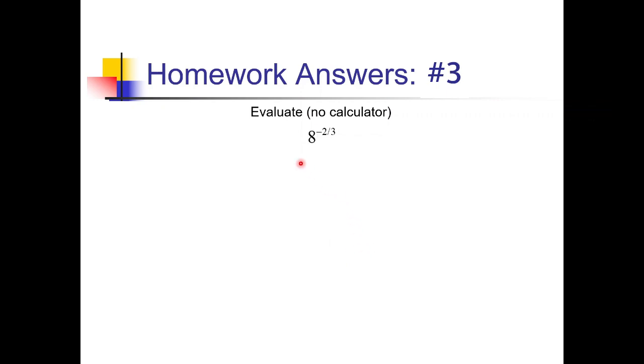On this problem, we're trying to do 8 to the negative 2/3 with no calculator. Since I have a negative exponent, I'm going to start by rewriting this with a positive exponent. This is just the reciprocal, so 1 over 8 to the positive 2/3. And now I'm going to rewrite this in radical form. This is going to be 1 over the cube root of 8 raised to the second power. Cube root of 8 is 2. And then 2 squared is going to give us a 4, so 1/4 final answer.